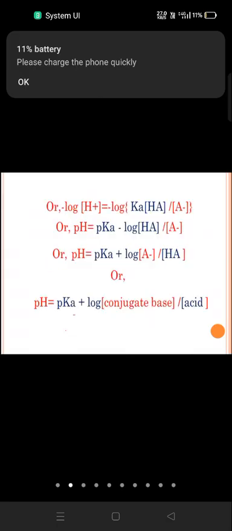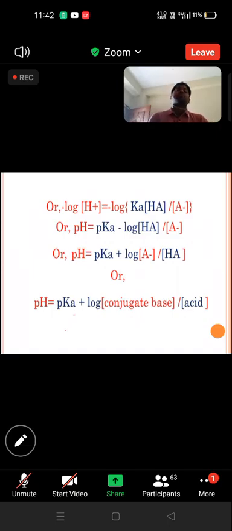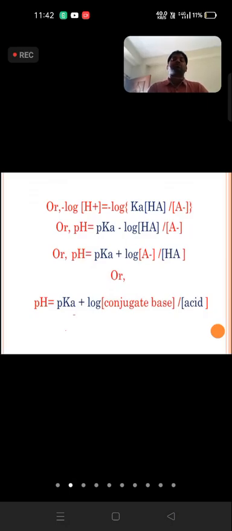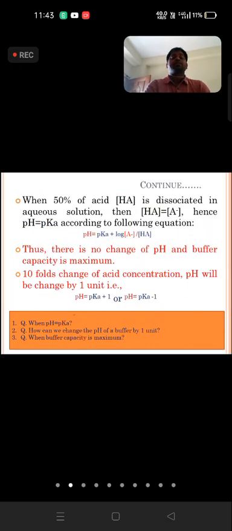Upon taking negative log on both sides of the equation, we can easily calculate the pH equal to pKa minus log of HA, that means log of weak acid divided by its conjugate base, or pH equal to pKa plus log of conjugate base by acid. This is the Henderson-Hasselbalch equation for calculation of the pH of an acidic buffer. Any problem? This is also important for your first lot exam. Derivation of pH for acidic buffer. So next few questions, when pH equal to pKa?